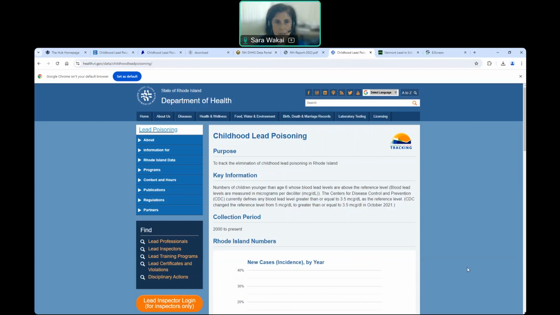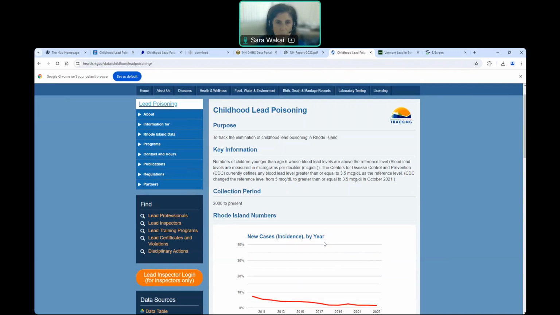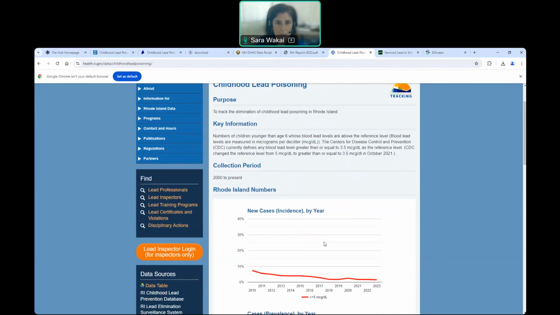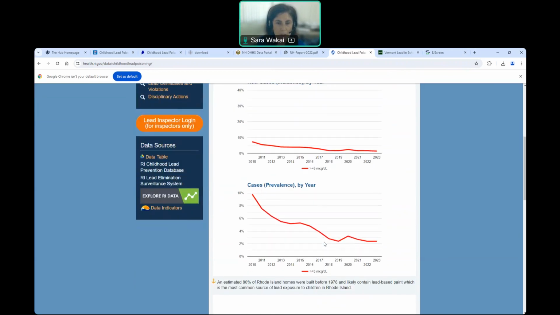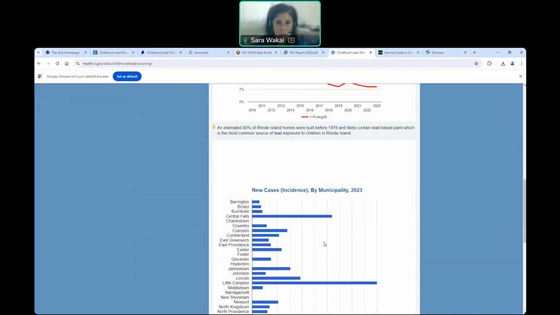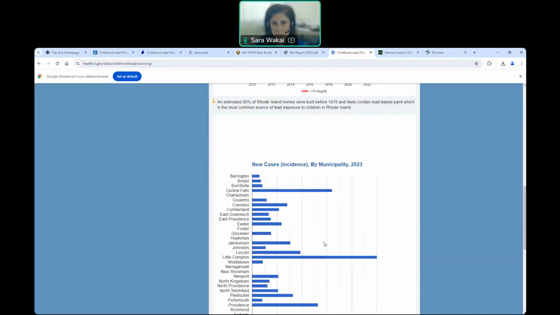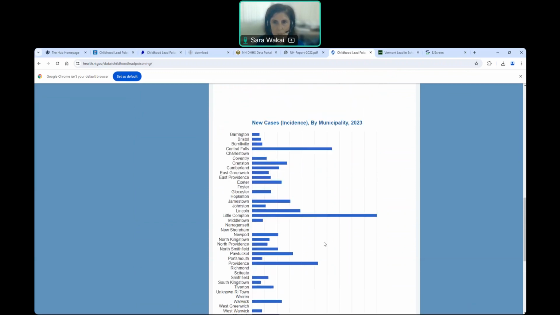And here we have Rhode Island, which provides on their website new cases, so the incidence by year, and the prevalence by year. And then they have new cases by town or municipality for 2023. So that's pretty recent data. So you can look up that information.